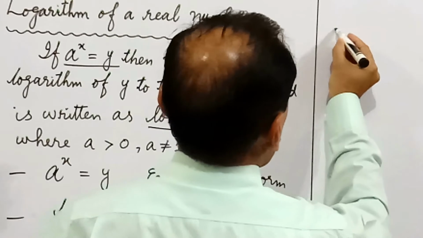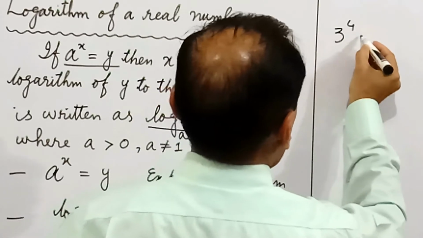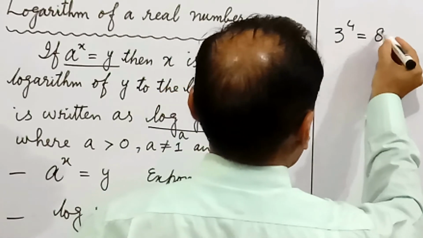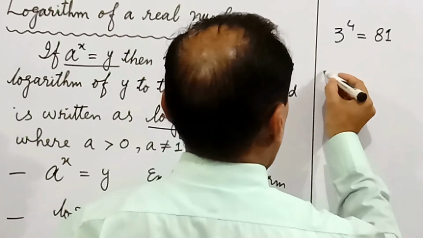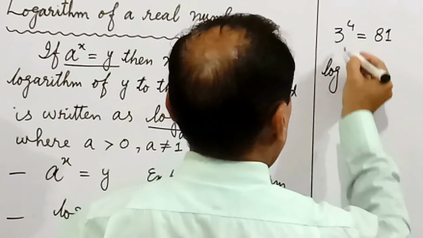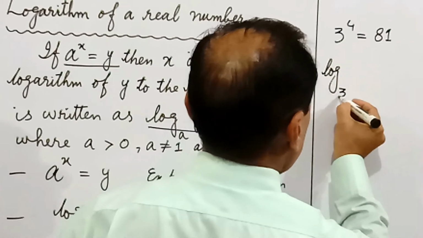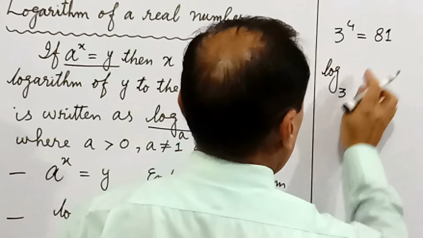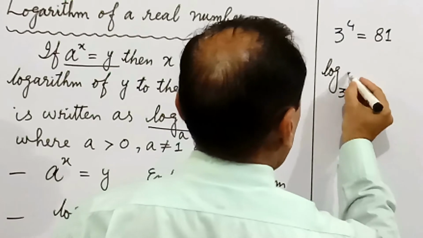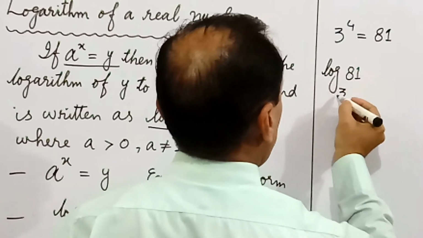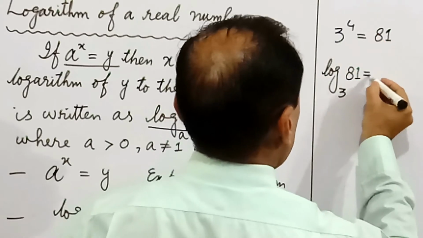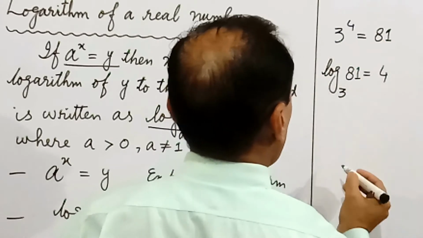If we have 3 raised to power 4 is equal to 81, it can be written in logarithmic form as log, base will remain base, 81 will change its position, that will be written as log 81 to the base 3, and the exponent will become the equivalent value, equal to 4.